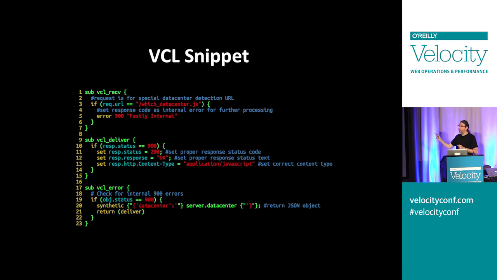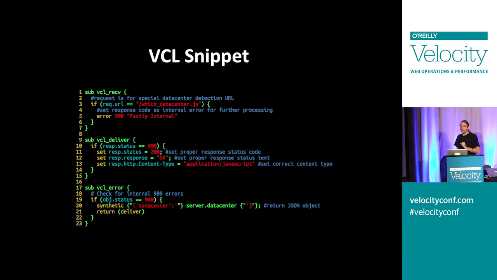I just want to show you the VCL snippet really quick, just so we say we had some code in our presentation. This is what it looks like. You kind of have to do it in a 3-step process. You generate an internal error. That's a 900. Then when you're delivering it, you put application JavaScript as the content type, and then you generate the content in this error section in lines 17 through 23.